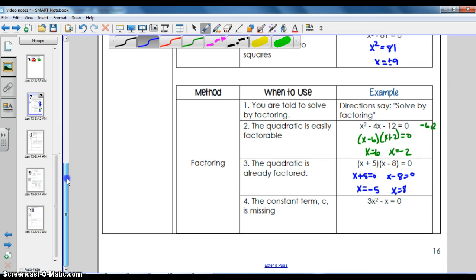Or when your constant is missing, the c is missing, then you can go ahead and factor out a greatest common factor x. So x times 3x minus 1 equals 0. Then set both parts equal to 0. So x equals 0 is one, and 3x minus 1 equals 0 is the other. So add 1, and then divide by 3. So 3x equals 1, divide by 3. X equals 1/3 as well.